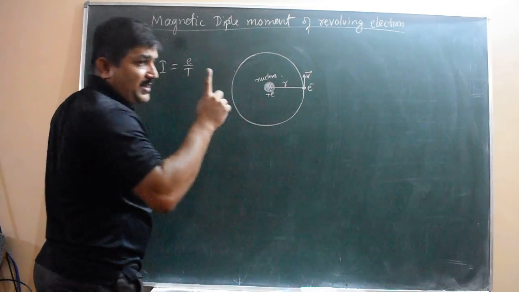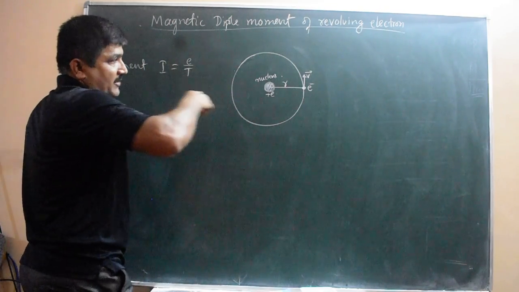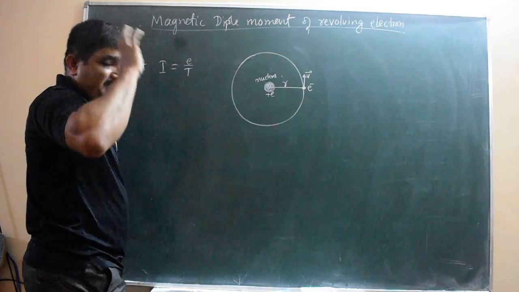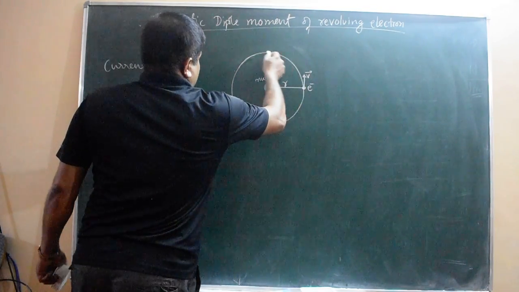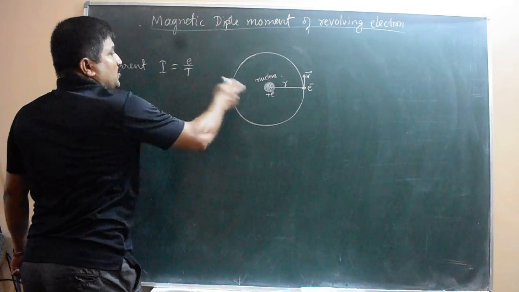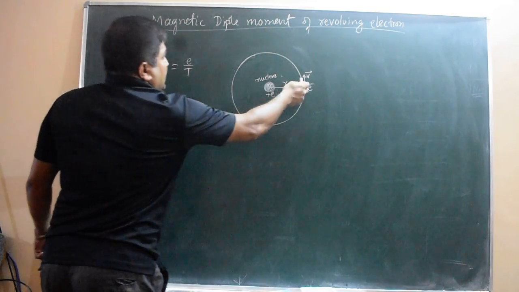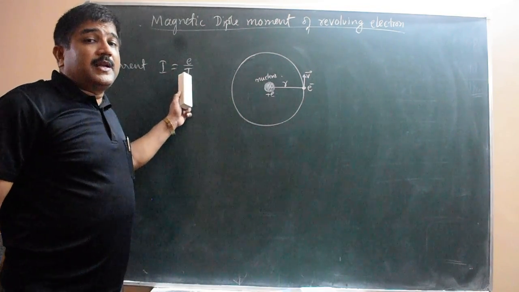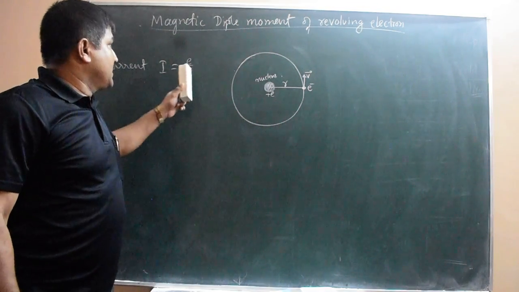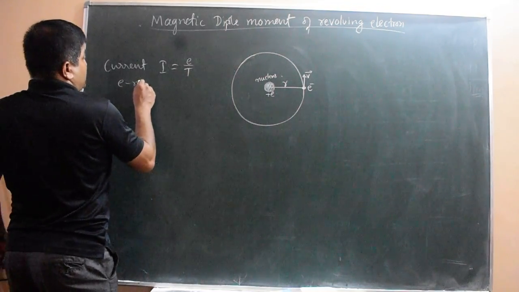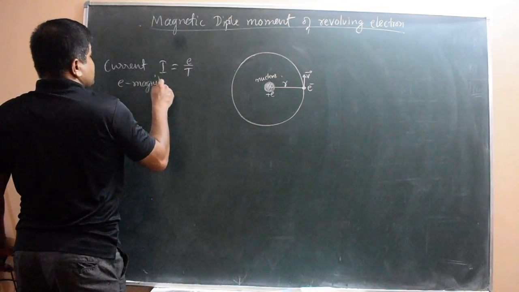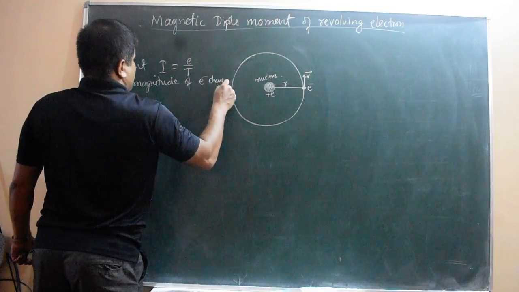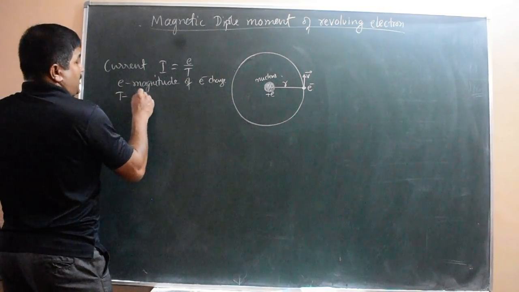Whenever the electron completes 1 revolution, it makes a large number of revolutions in 1 second. The frequency is very high. So it will move like this, and the charge moved in 1 revolution is e, and the time taken is T. T is the time period of revolution, where e is the magnitude of electron charge.